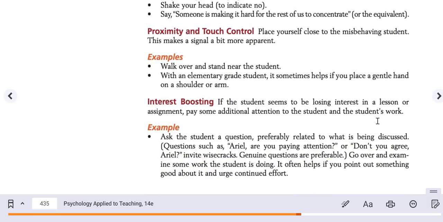Proximity and touch control. Place yourself close to the misbehaving student. This makes a signal a bit more apparent. Walk over and stand near the student. With an elementary grade student, it sometimes helps if you place a gentle hand on a shoulder or arm.